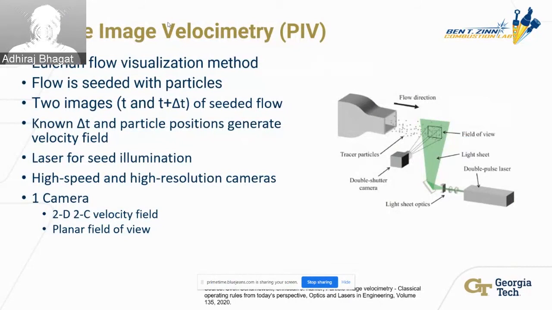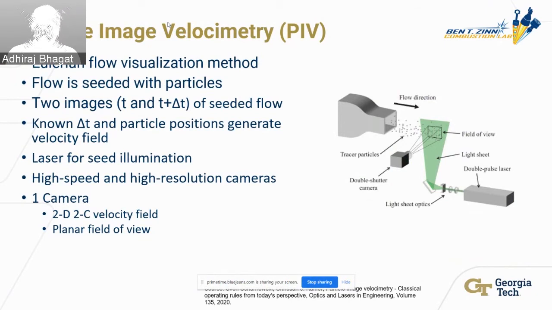So what is particle image velocimetry? As I mentioned in the previous slide, TOMO-PIV is a type of particle image velocimetry. I just want to give a little background about this laser diagnostic method and why we chose it. Particle image velocimetry is a flow visualization method. The way it works is we first seed the flow with small particles that are usually on the order of microns. And this helps us visualize the flow.